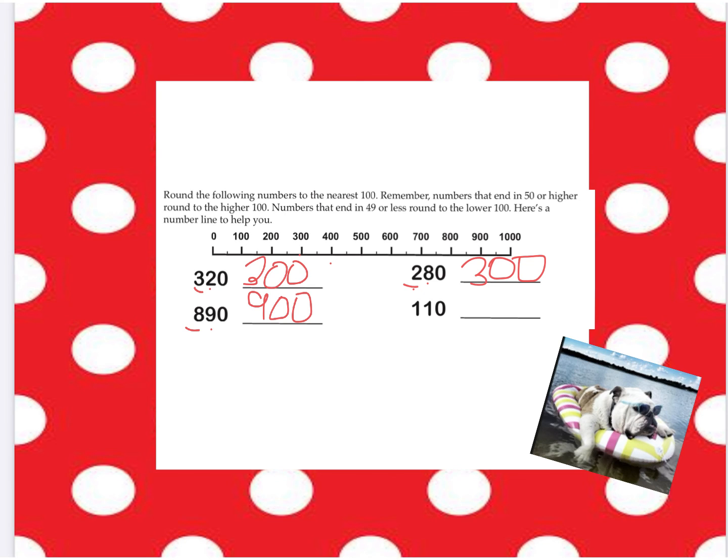And then look at this number 110. We're going to underline the hundreds, look next door. It's not 5 or greater, so we're going to round down to 100 because I know 110 is between 100 and 200. Let's practice this a little bit more tonight.